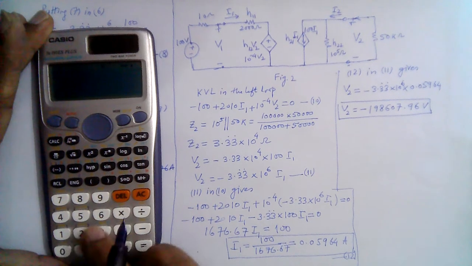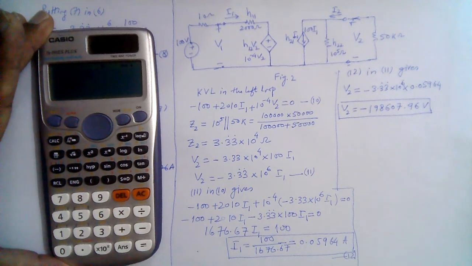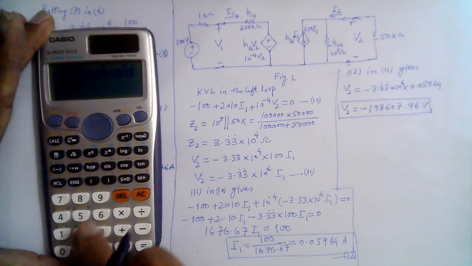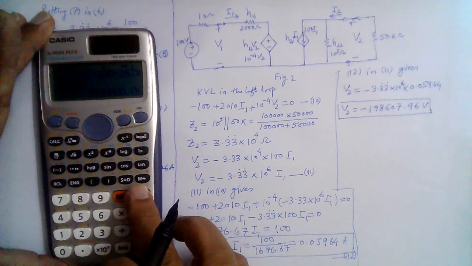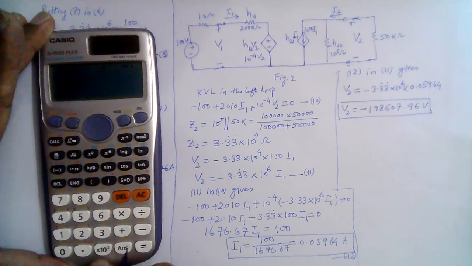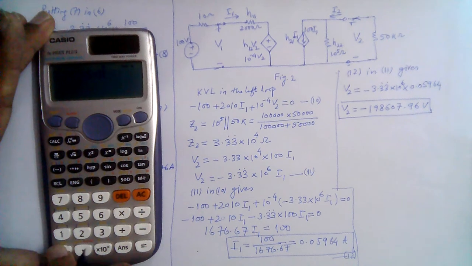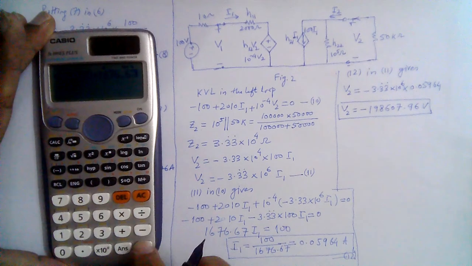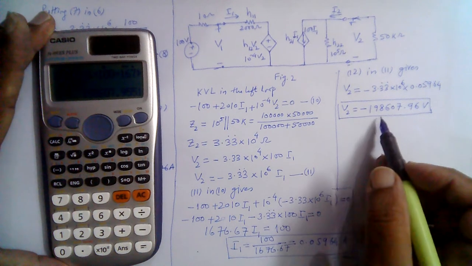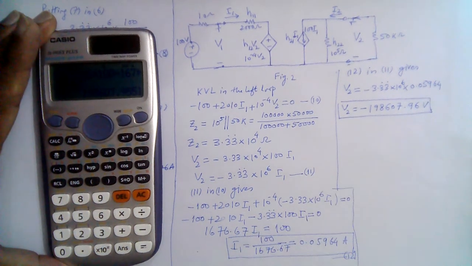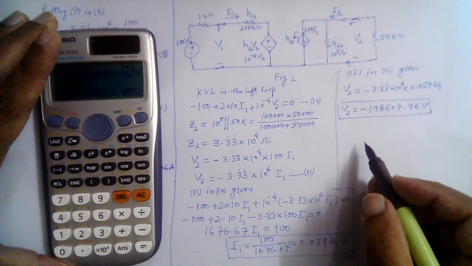Incidentally, if we find 3.33 into 10 power 6 into this value, 100 divided by 1676.67, right, that will again result in this same value, 198,607.96 volts. So V2 is this value. We have found I1 and we have found out V2 also. So we need to find out V1 and I2 now, right?